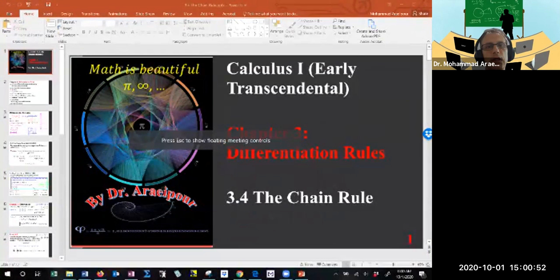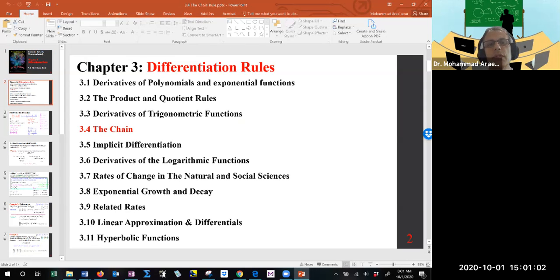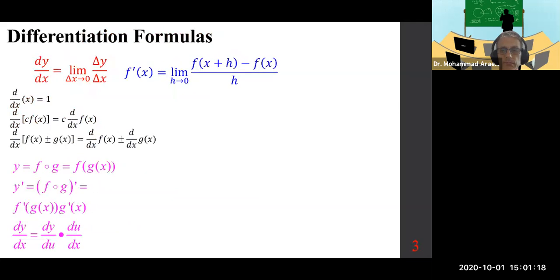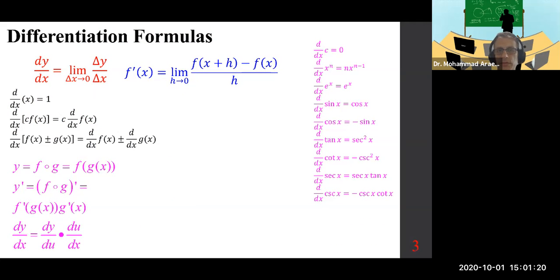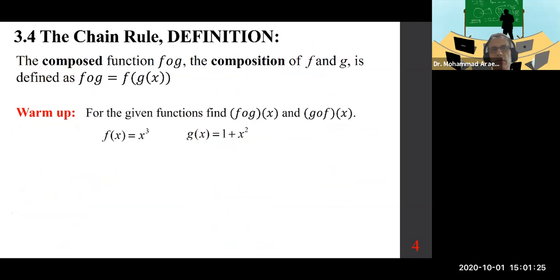Good morning, class. We're looking at section 3.4, the chain rule. So we covered derivatives of polynomial and exponential functions. We moved on to the product and quotient rules, derivative of trig functions, and now the chain rule. So first, I want to again quickly recap what we have here, and then the new stuff.